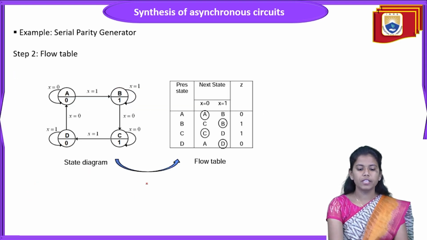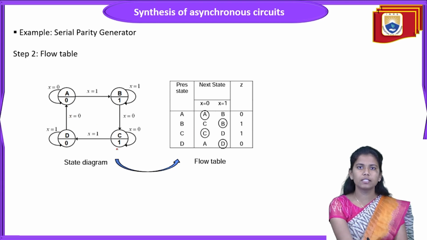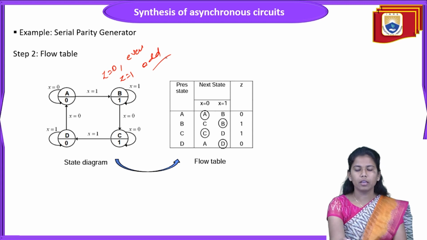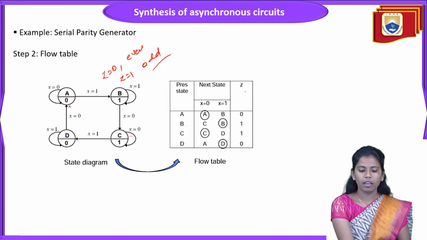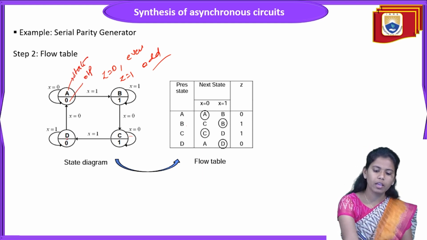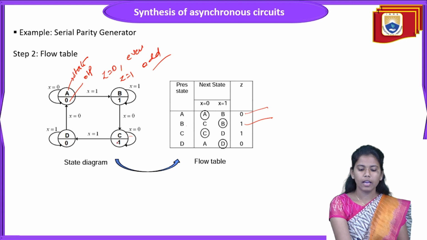After the state diagram, we'll go with the flow table. This is a flow table, and that was the state diagram. When z is equal to 0, this is even, and when z is equal to 1, this is the odd parity. As per this, we can write the present states A, B, C, D, and z is the output. For A, my output goes as 0, for B, my output goes as 1, for C, output goes as 1, and for D, output goes as 0.